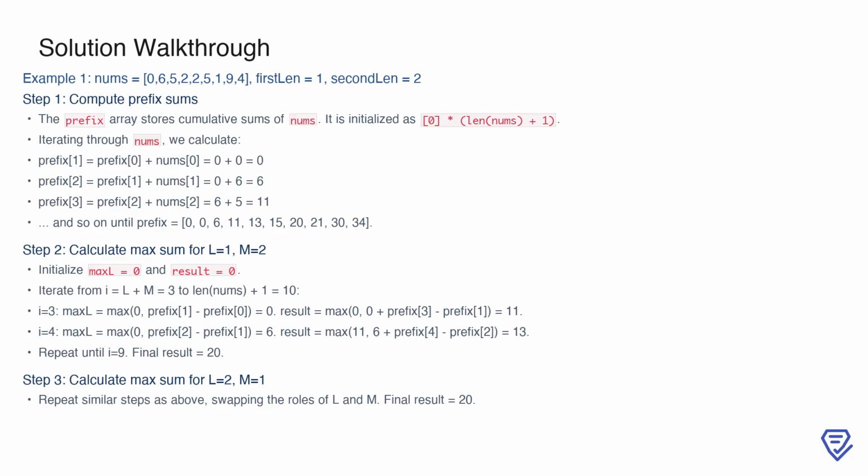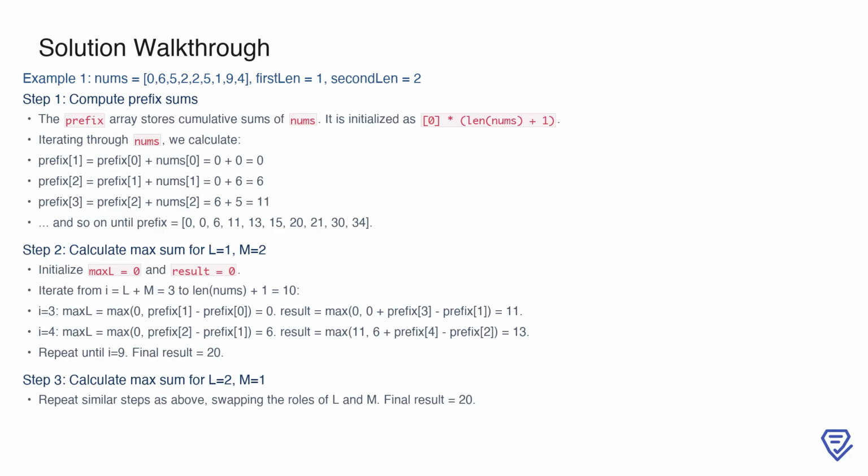Next, we calculate the maximum sum when the first subarray has length L equals 1 and the second subarray has length M equals 2. We initialize two variables, maxL to track the maximum sum of the first subarray up to a given point, and result to store the overall maximum sum.